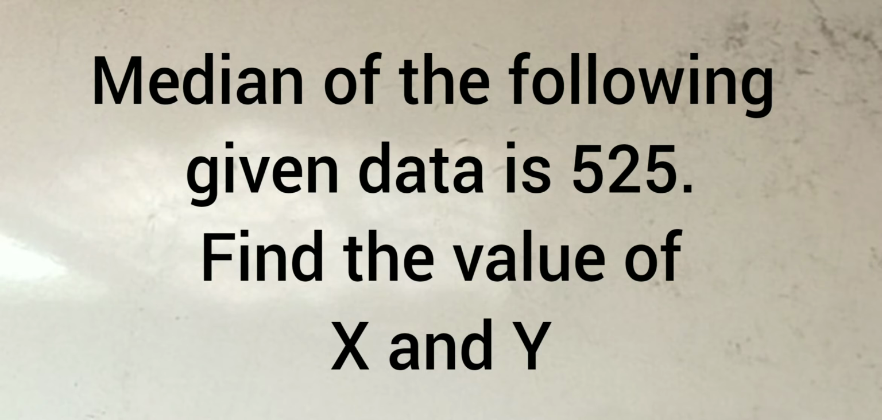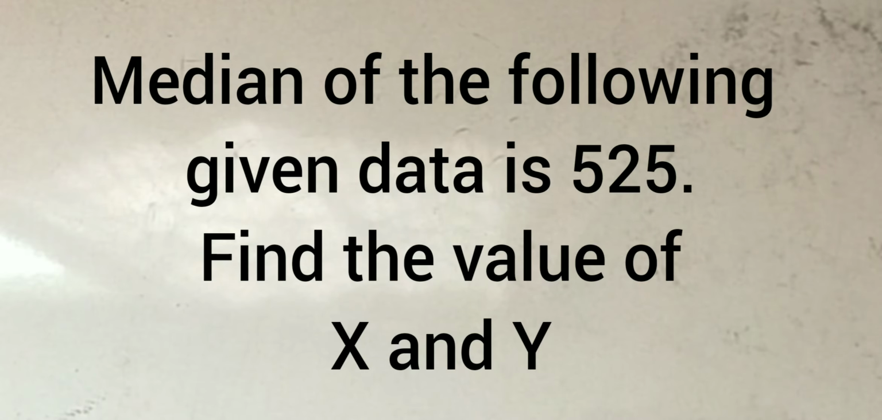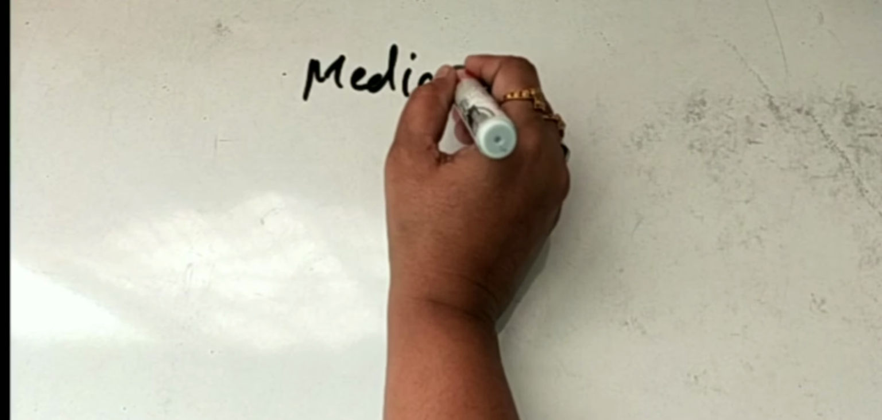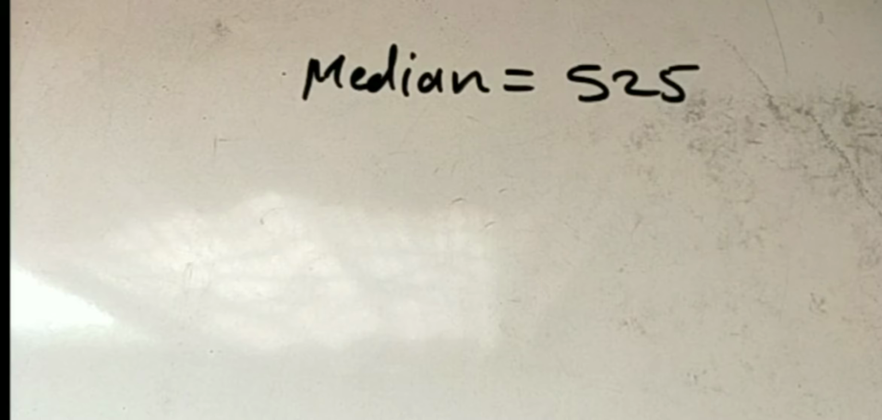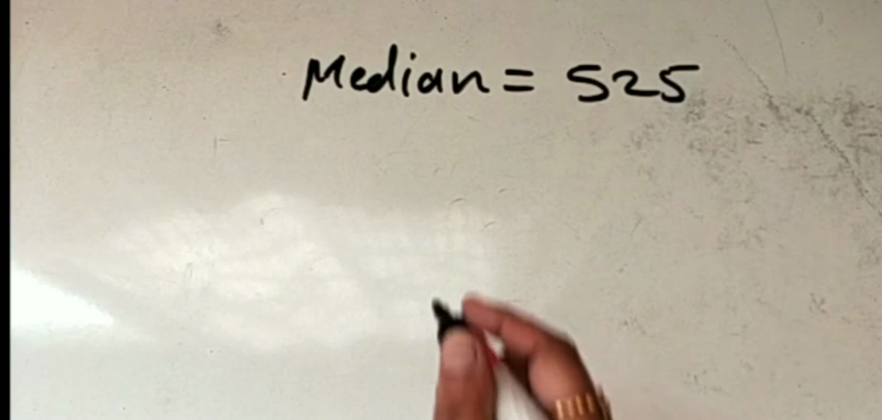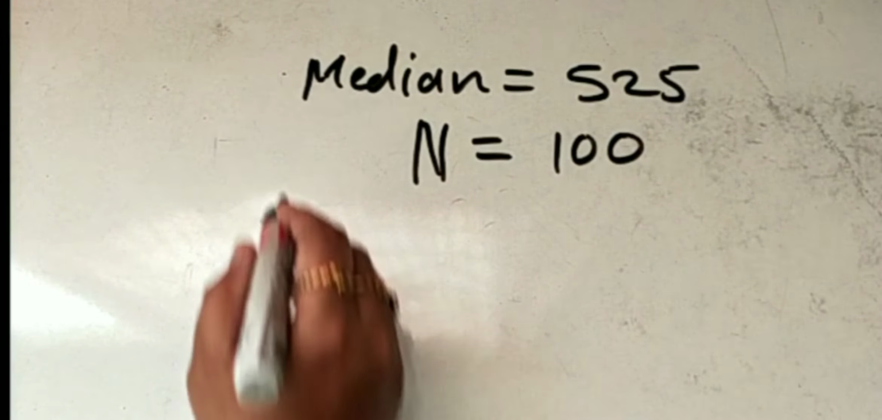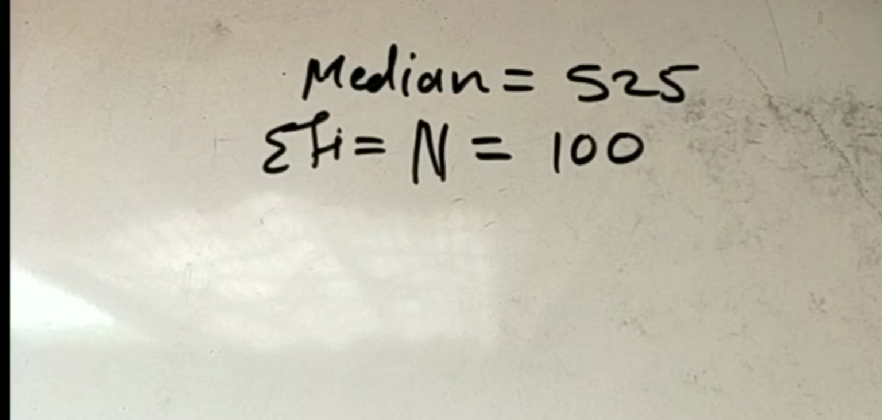Question: the median of the following data is 525. Find the value of x and y. Median is given, that is 525. If the total frequency is 100, total frequency means summation of fi. That means capital N's value is given, that is 100.